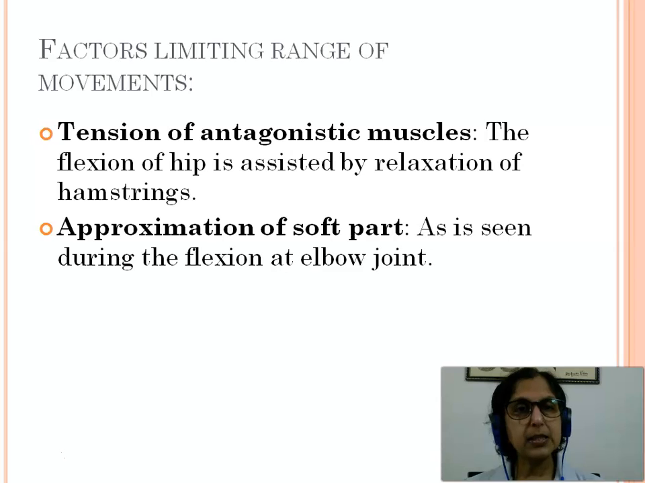And lastly, approximation of the soft parts. When we see flexion at the elbow joint, that is limited by approximation of the soft parts, that is approximation of the ventral surface or anterior surface of the arm with the ventral or anterior surface of the forearm. So approximation of soft parts also plays a role in limiting the range of movements.